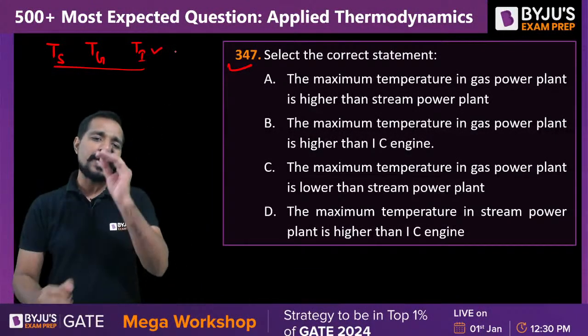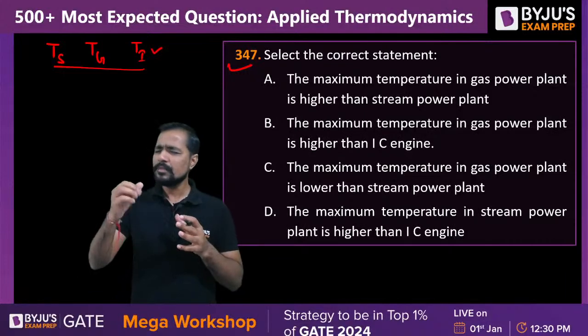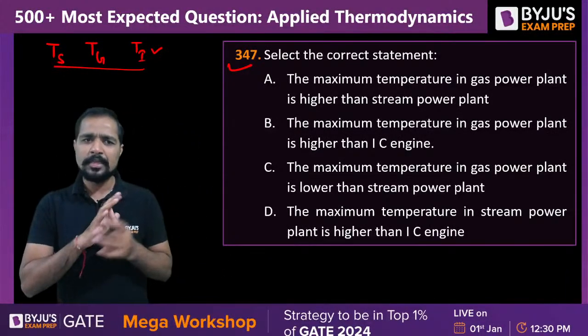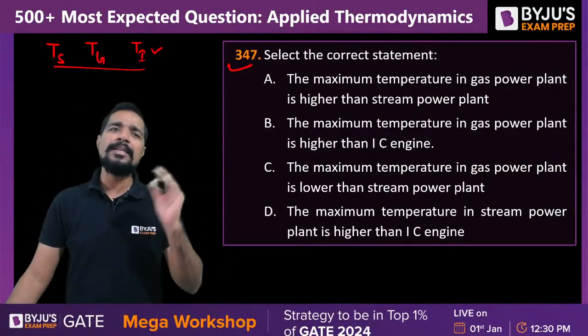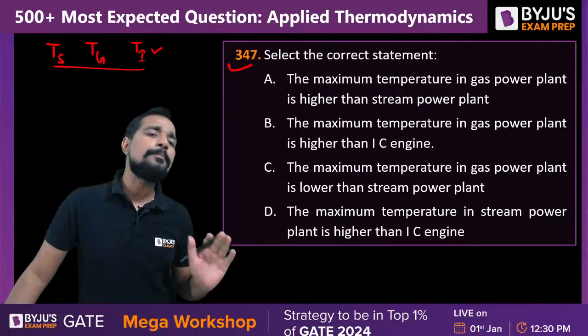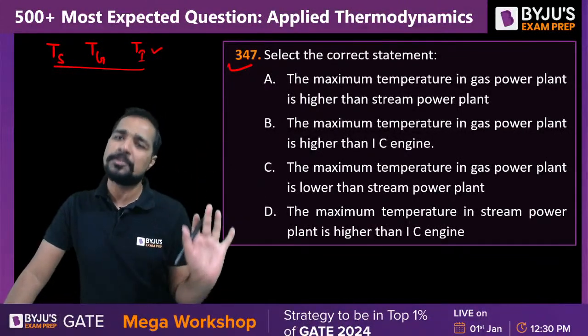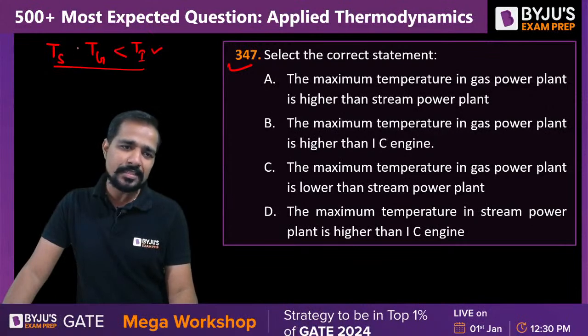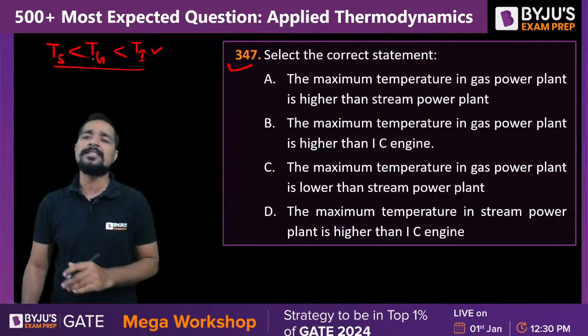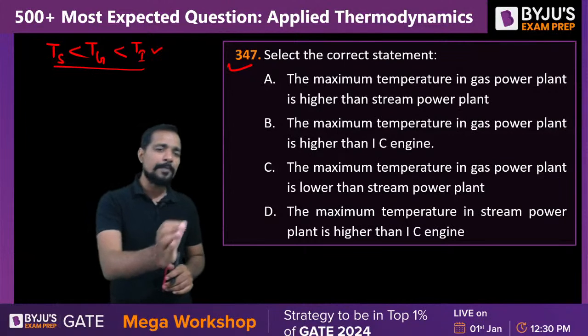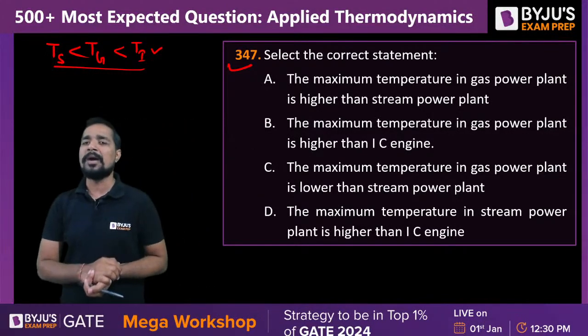Maximum temperature of the IC engine is generally 2500 to 3000. Maximum temperature of the gas power plant is near about 1200, and maximum temperature of the steam power plant is near about 650. So you can have the sequence like this: maximum temperature is in the IC engine, then the gas power plant, and after that the steam power plant. This is the answer.